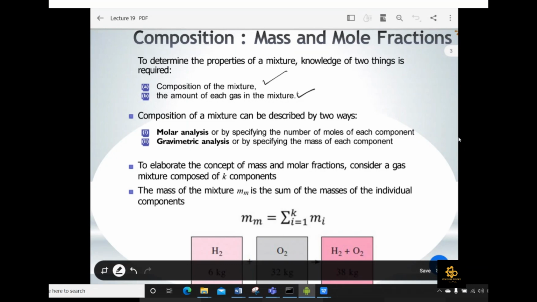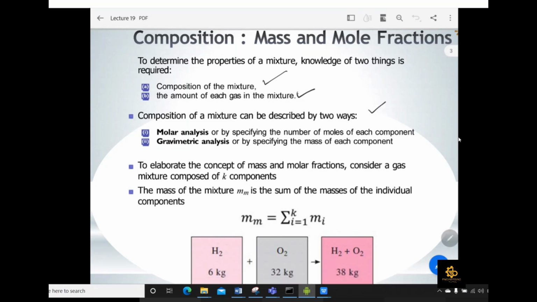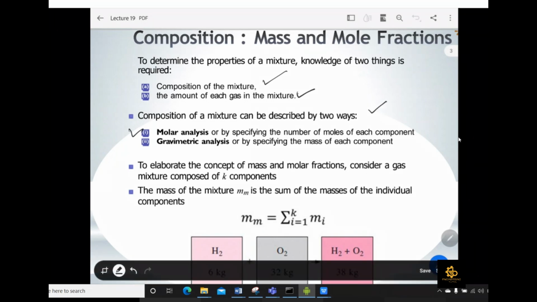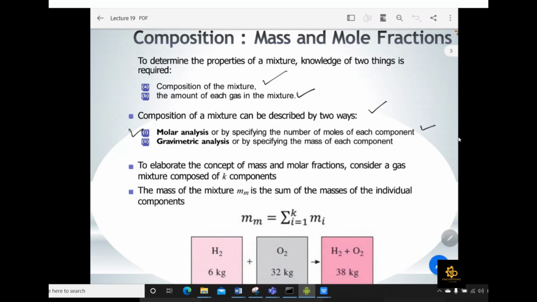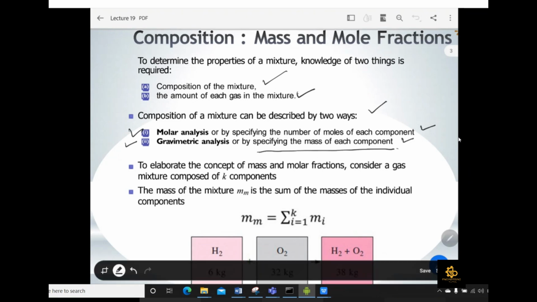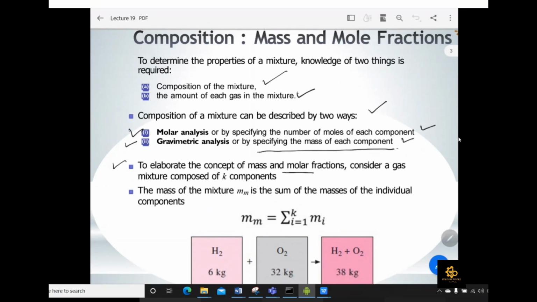Now, the composition of the mixture can be described in two ways. One is the molar analysis, by specifying the number of moles of each component. The other is the gravimetric analysis, by specifying the mass of each component. These two types of analysis we usually use whenever we have to analyze compositions. Let's elaborate the concept of mass and molar fraction.